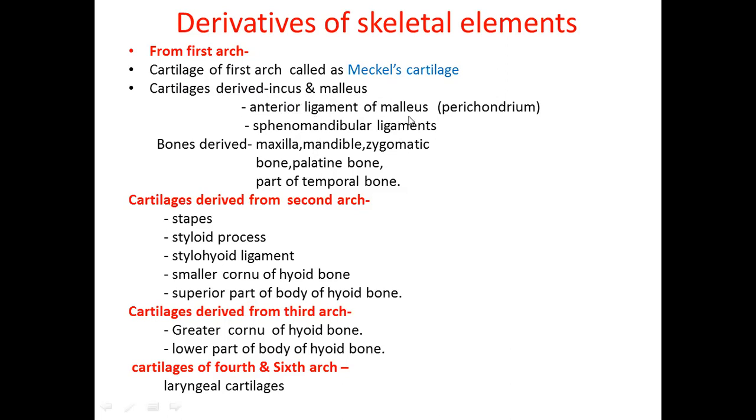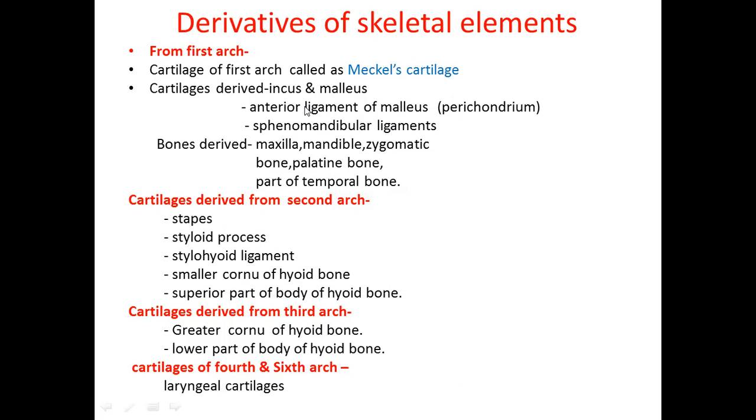Anterior ligament of malleus, then spinomandibular ligament. Bones derived here: maxilla, mandible, zygomatic bone, palatine bone, part of the temporal bone. So these are the skeletal elements derived from the first pharyngeal arch. The cartilage of the first pharyngeal arch is called Meckel's cartilage.